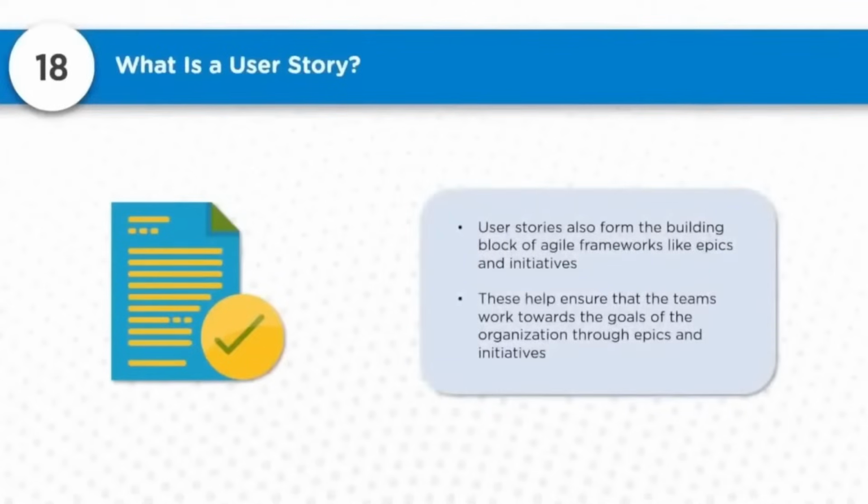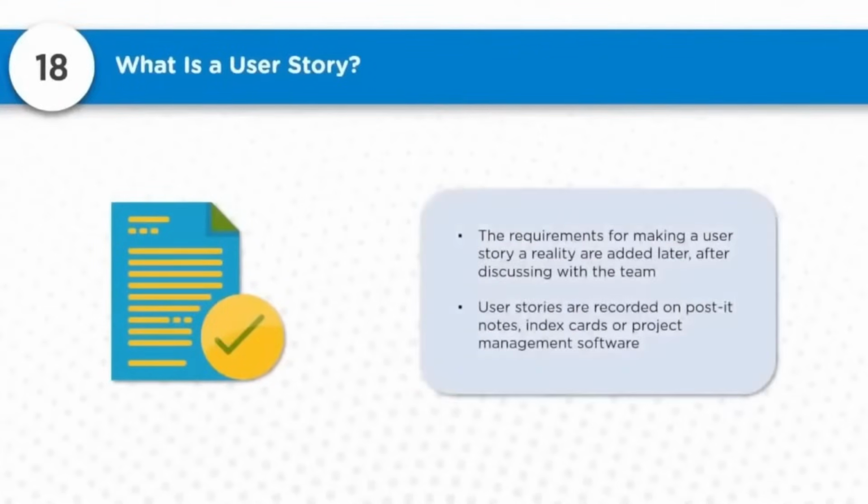User stories also form the building blocks of Agile frameworks, like epics and initiatives. These help ensure that the team works to the goals of the organization through epics and initiatives. Further, the requirements for making the user stories a reality are added later after discussing with the team. So to write a user story, the involvement of the team members is very essential. They should discuss and agree, yes, these are the features and functionality which should be there. User stories are recorded on post-it notes, index cards, or project management software, whatever is feasible and available.